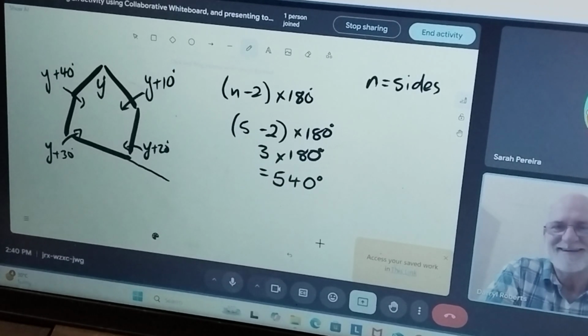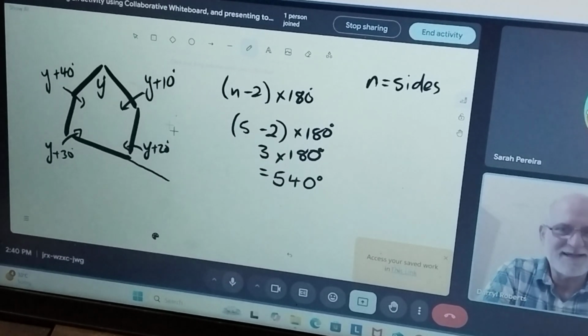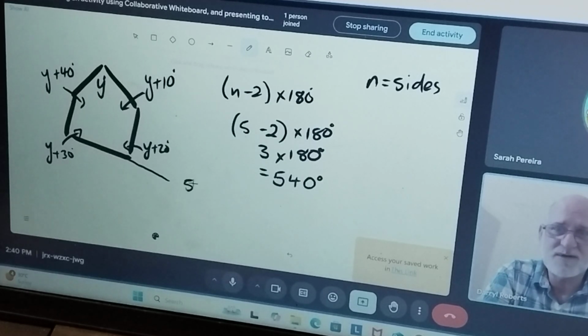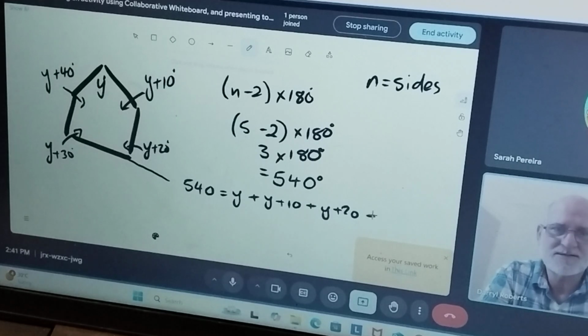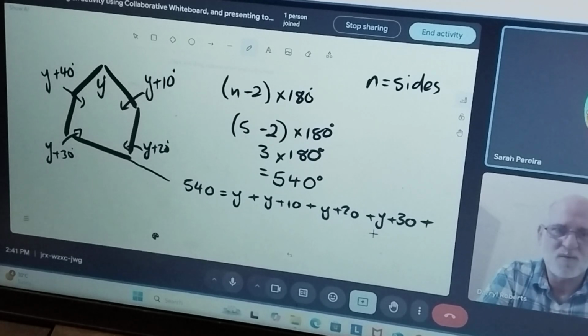All right. So we know that it's 540. That's the total sum of all of those together. So now let's add them all up, because that has to equal. My 540 has to equal y plus 10 plus y plus 20 plus y plus 30 plus y plus 40.